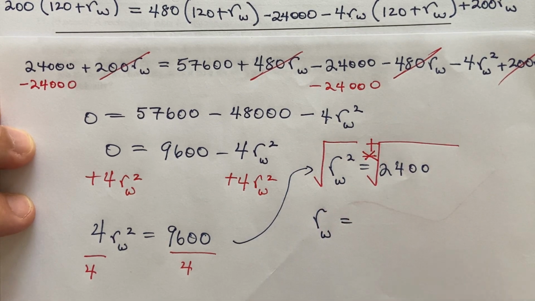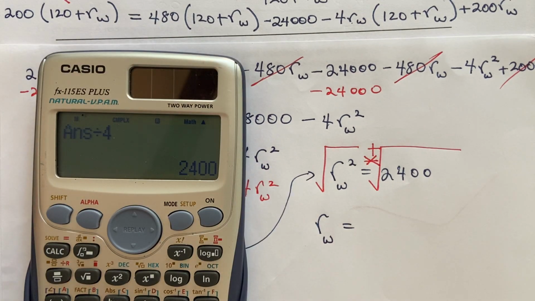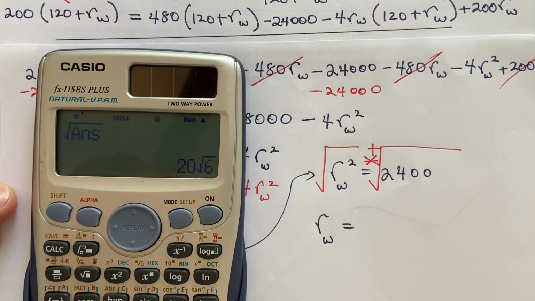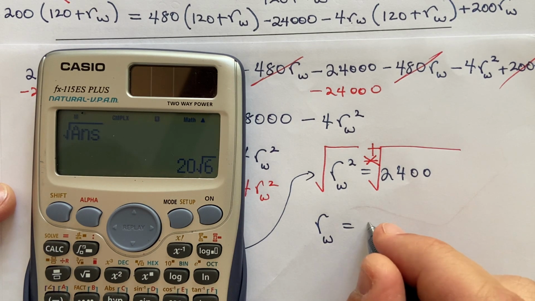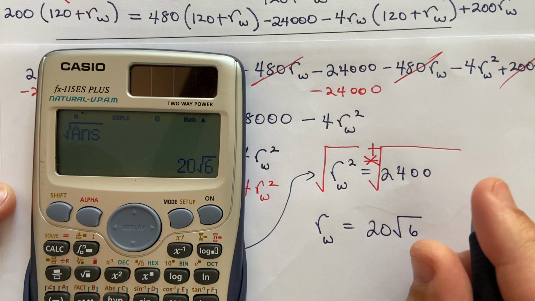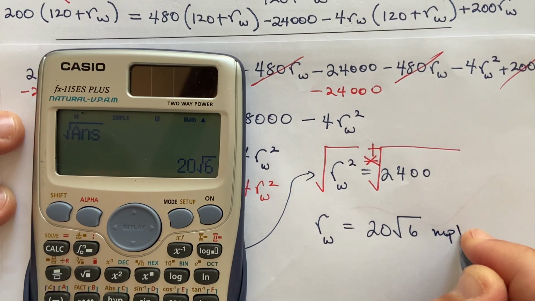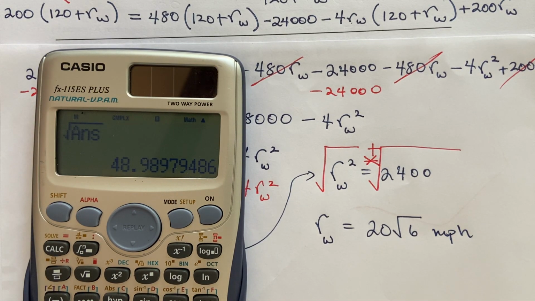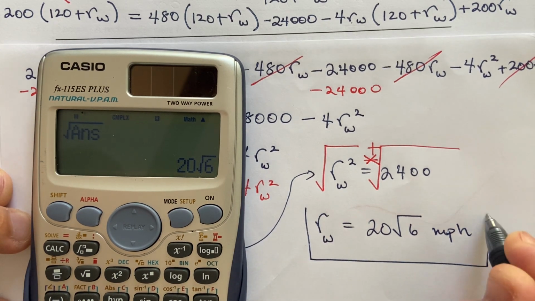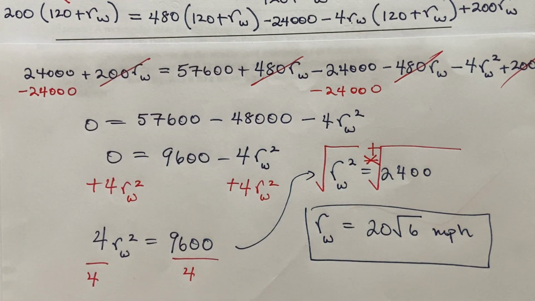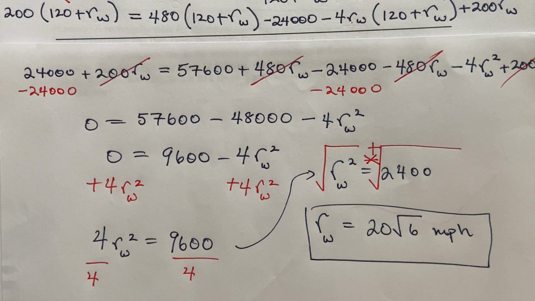So the rate of the wind is the square root of this number, which is this, apparently. So it's about 48. So I'm going to leave it in exact form. So 20 root 6, and that would be a number of miles per hour. For your information, it's almost 50 miles per hour, but I'm going to leave it in exact form since it didn't say anything about rounding. Not a simple problem, I realize.